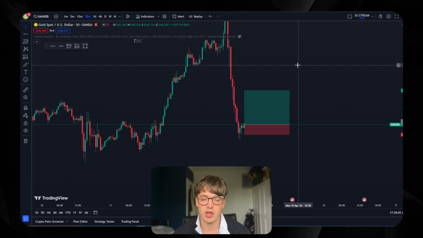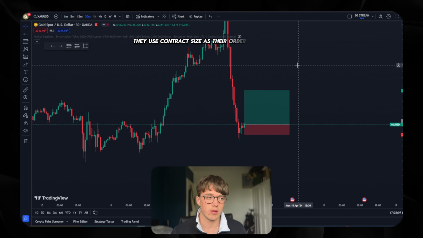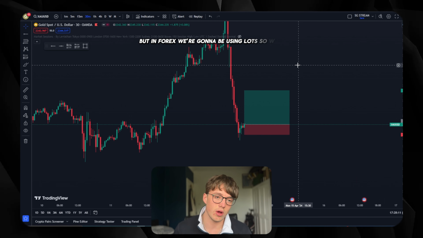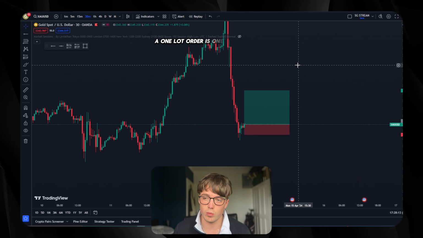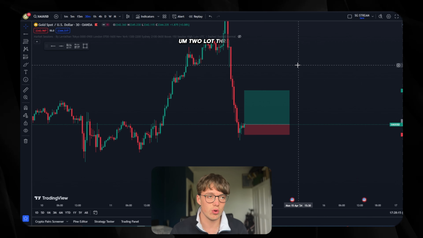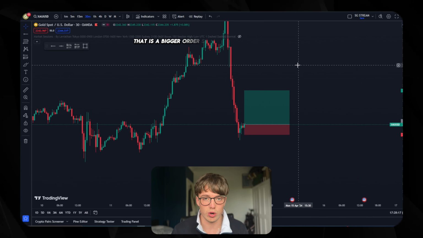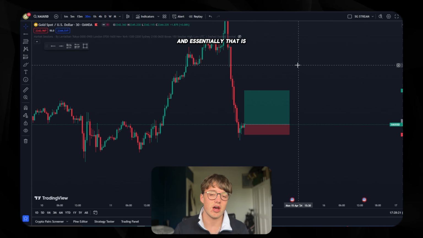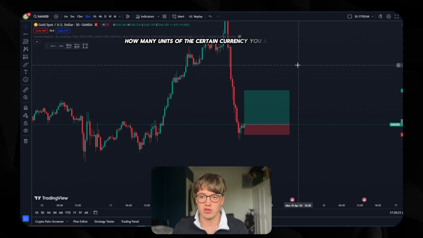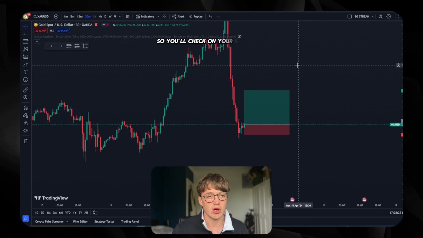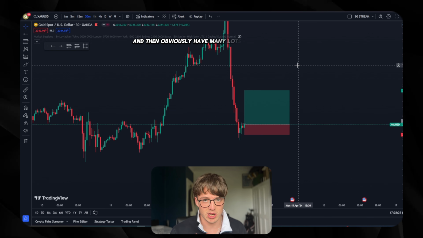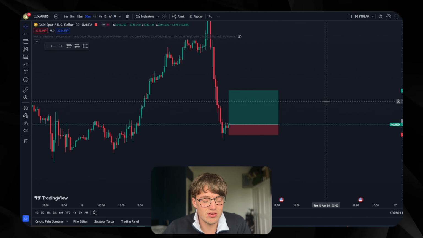In futures they use contract size as their order scale, but in Forex we're going to be using lots. So a 1 lot order is 1 lot, obviously. 2 lot, 3 lot, 4 lot, that is a bigger order. When you have more lots, you're increasing the order size, and essentially that is how many units of the certain currency you are trading. If you check your brokerage, it'll tell you how many units per lot, and then however many lots is multiplying that by a certain amount.